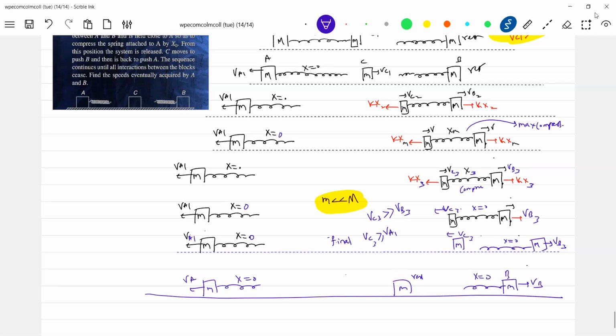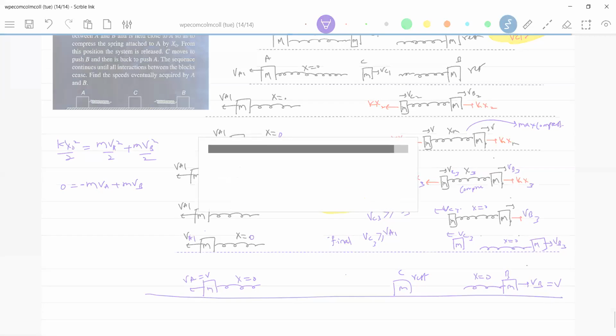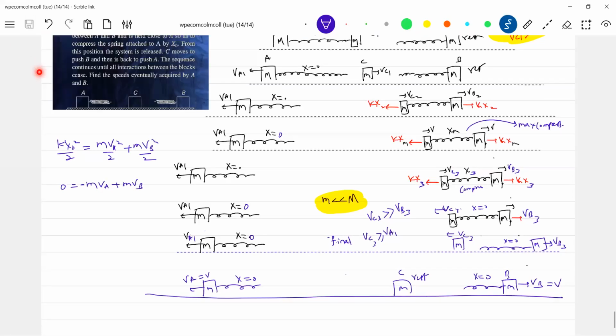Okay, no. Why must they have same speed? VA equal to VB. Why must they have same speed? Conservation of momentum. Therefore, first I'll apply conservation of mechanical energy. I think what is very important in the mathematics is that very much less than. Without that, whatever we want, we'll think it.